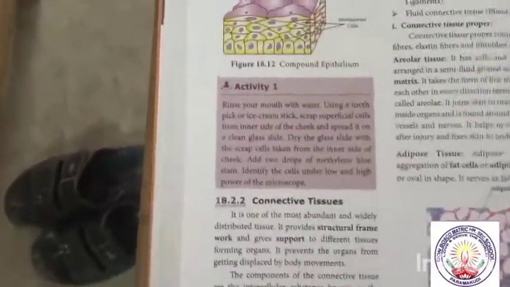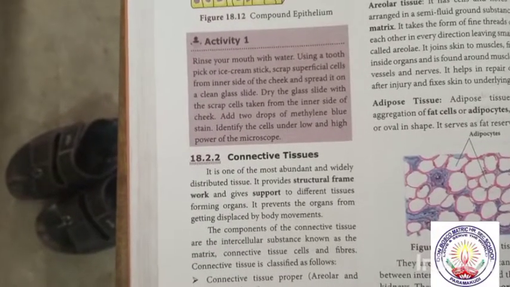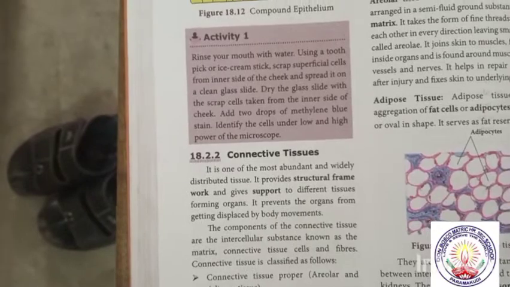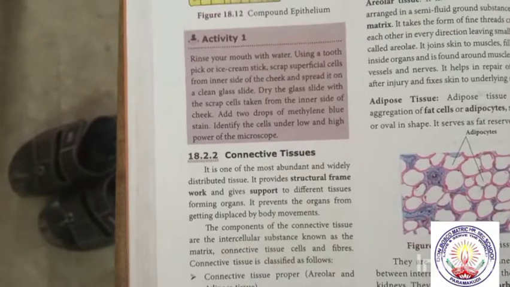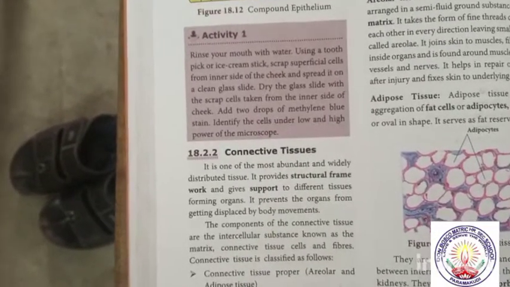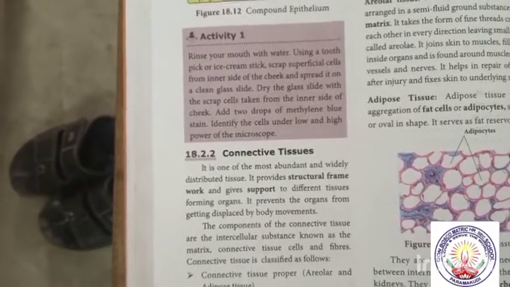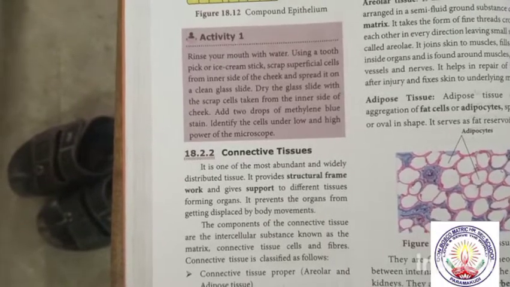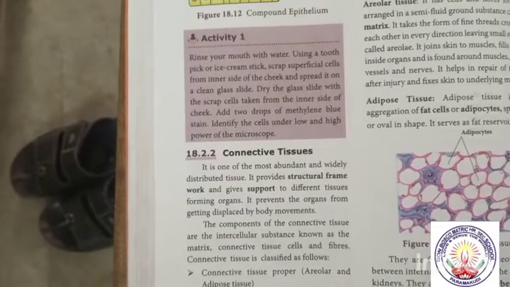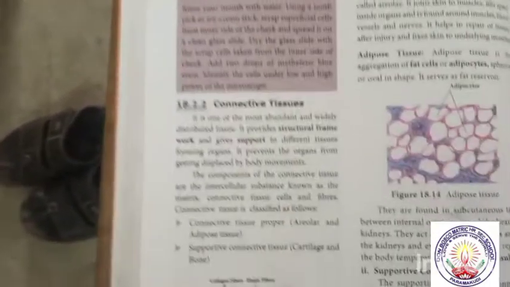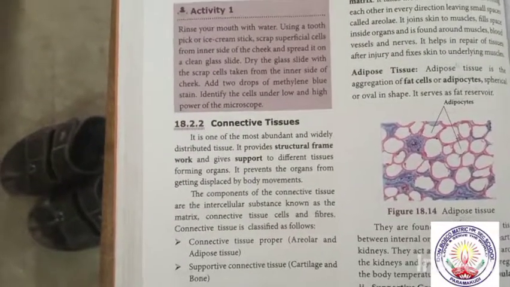Next, we will discuss connective tissues. It is one of the most abundant and widely distributed tissues. It provides a structural framework and gives support to different tissues forming organs. It prevents the organs from getting displaced by body movements. The components of connective tissues are the intercellular substance known as the matrix, connective tissue cells and fibers. Connective tissue is classified as follows: connective tissue proper and supportive connective tissue.